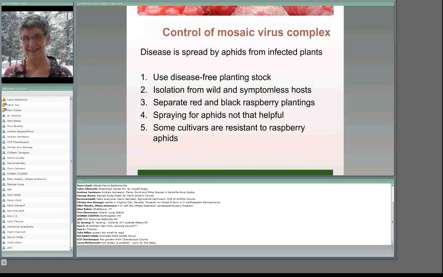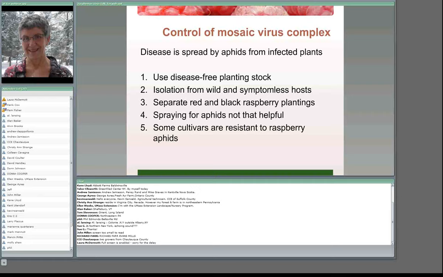And secondly, it's important to isolate new raspberry plantings from wild hosts. You should also separate black raspberries from red raspberry plantings, and this is because red raspberries could have the virus but not have symptoms, and they're more likely to spread the disease to susceptible black raspberry plantings nearby before you even know you have the problem. A minimum separation distance is about 500 feet, but 1,000 feet or more would be better.